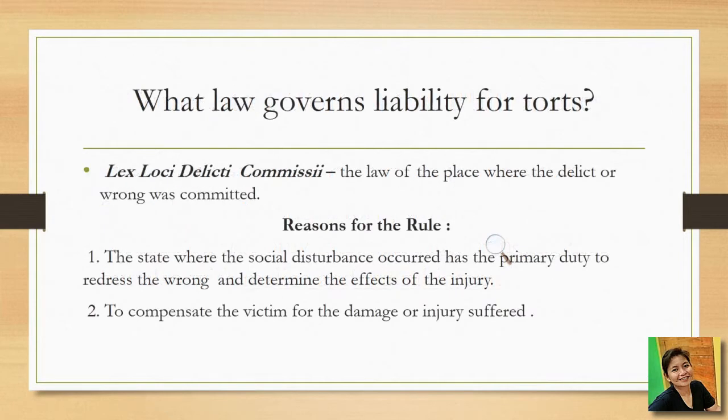In conflict of laws, what law governs liability for torts and what are the reasons for the rule? Liability for torts in general is governed by the lex loci delicti commissii, or the law of the place where the delict or wrong was committed. The reasons for the rule are: number 1, the state where the social disturbance occurred has primary duty to redress the wrong and determine the effects of the injury, and number 2, to compensate the victim for the damage or injury suffered.